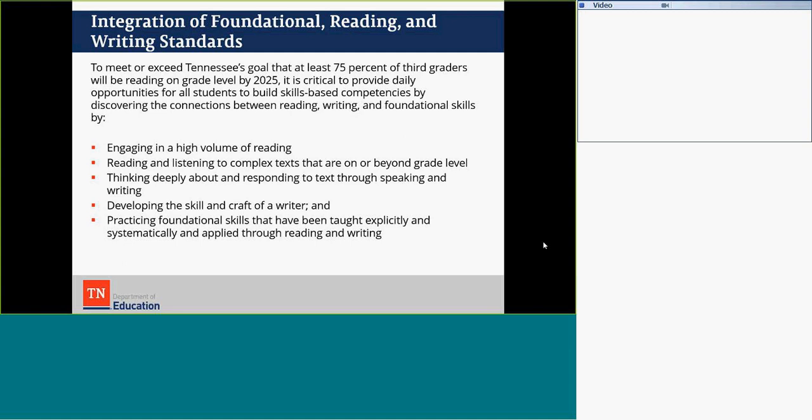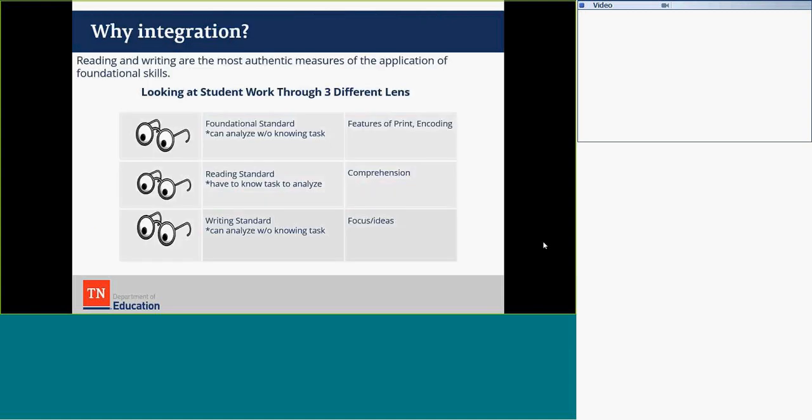We can do that by engaging in a high volume of reading, reading and listening to complex texts that are on or beyond grade level, by thinking deeply about and responding to text through speaking and writing, by developing the skill and craft of a writer, and by practicing foundational skills that have been taught explicitly and systematically and applied through reading and writing. So why integration? Well, reading and writing are the most authentic measures of the application of foundational skills.